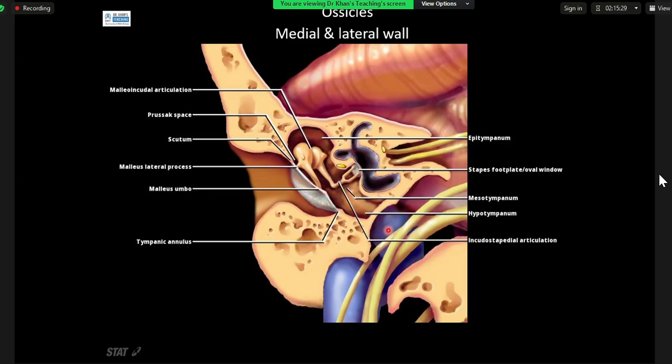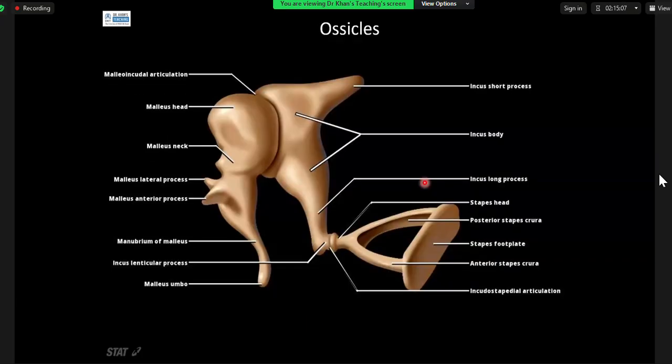Inferior to the hypotympanum at the base is the jugular foramen. Anterior to this, which of course cannot be seen on this diagram, is the carotid canal. Posterior to that is the aditus ad antrum, which is the connection between the epitympanum and the mastoid air cells. So we will repeat this again and again, and in the end, it will be a consolidated anatomy which you will get.